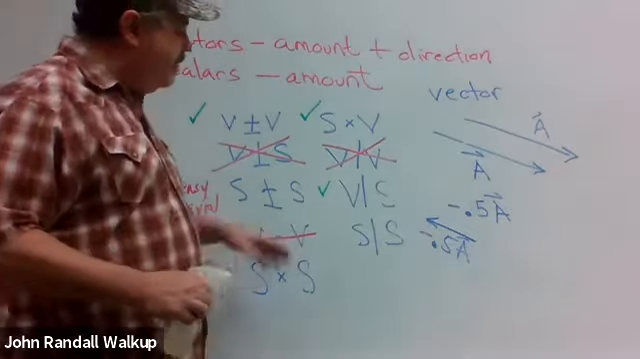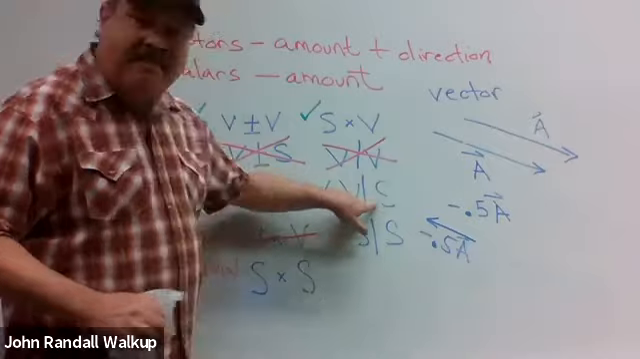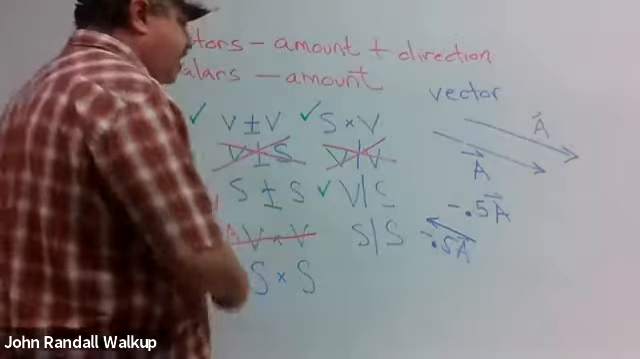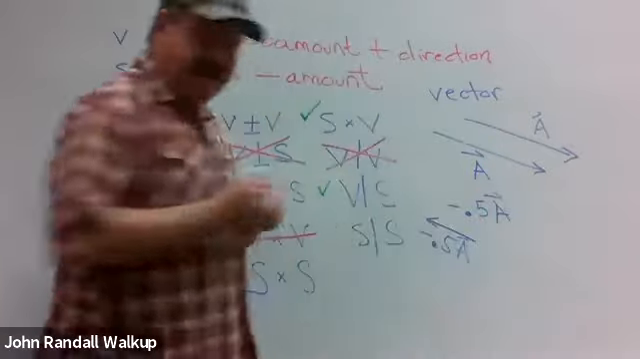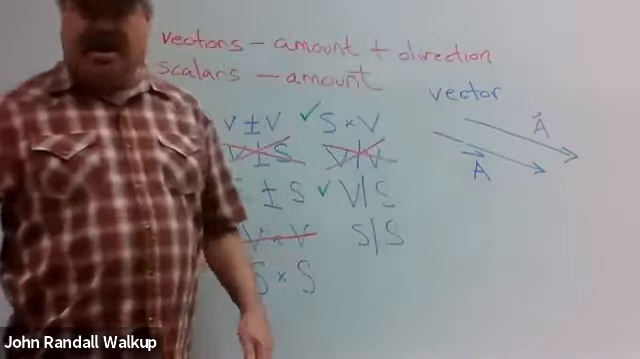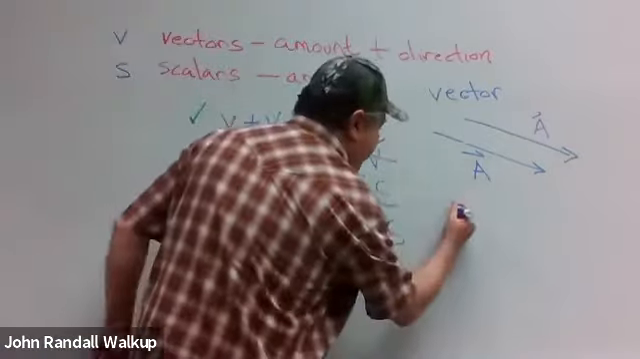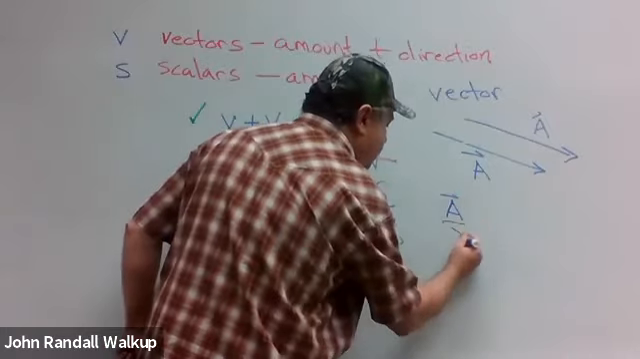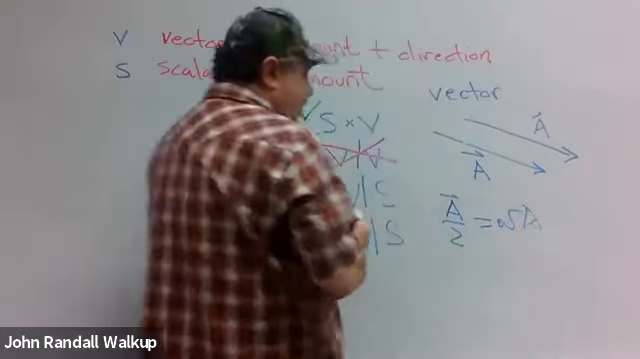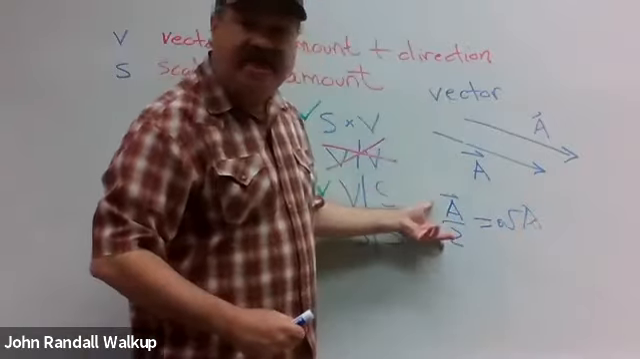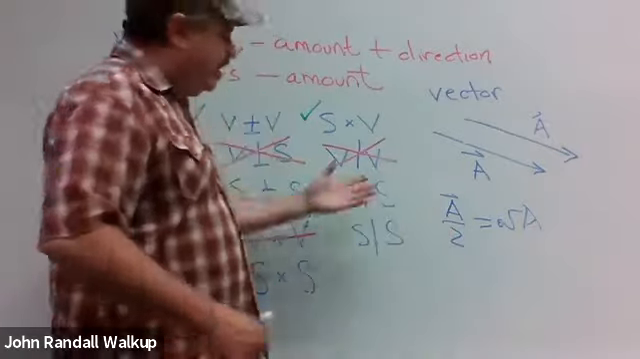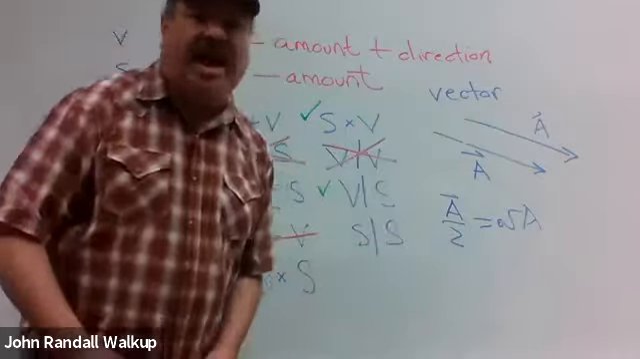Okay, by the way, V divided by S, it's the same thing. Because you could say, let's go back. A, what's A divided by 2? Well, this is just 0.5A. So it's just going to tell you, take A and make it half as long. So dividing by a scalar adds no complexity at all.